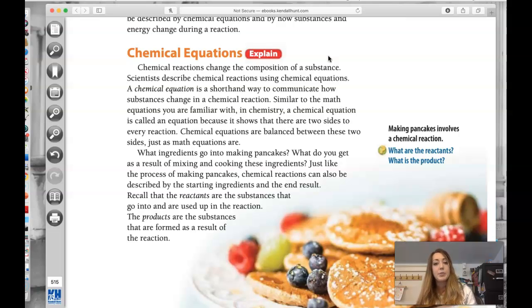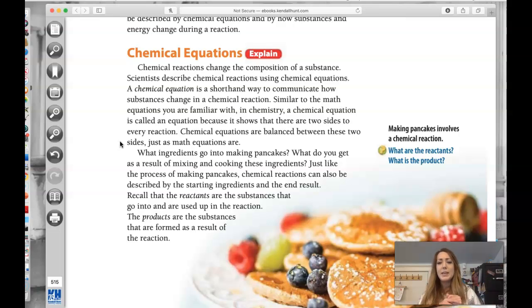Scientists describe chemical reactions using chemical equations. Here we go. First vocab that I want you to write down right here. A chemical equation is a shorthand way to communicate how substances change in a chemical reaction. Similar to the math equations you are familiar with, in chemistry, a chemical equation is called an equation because it shows that there are two sides to every reaction. Chemical equations are balanced between these two sides, just as math equations are.